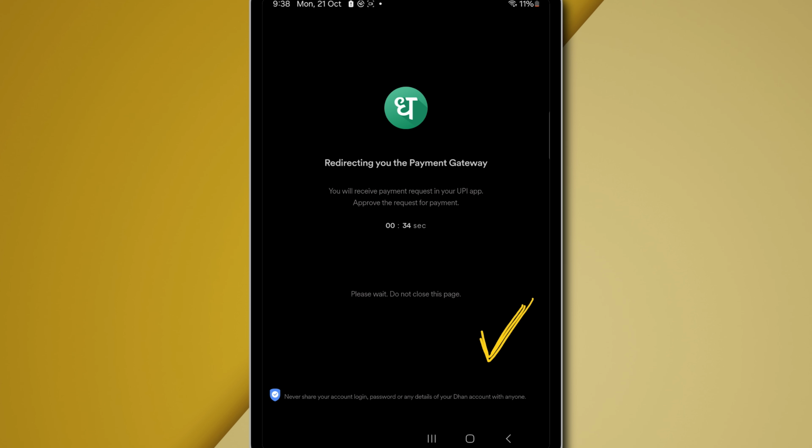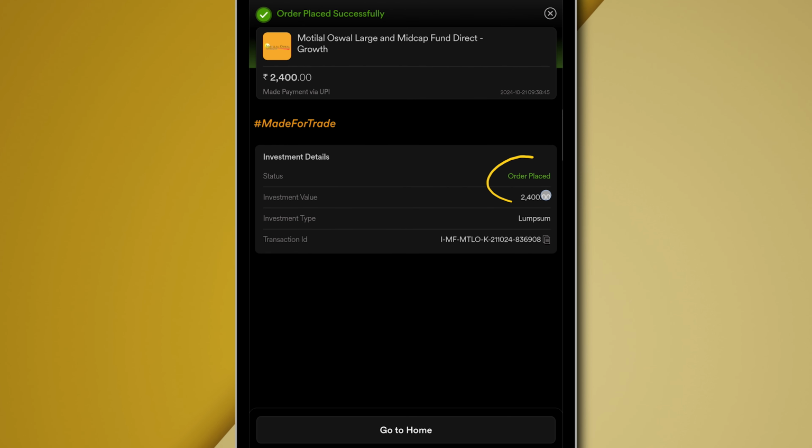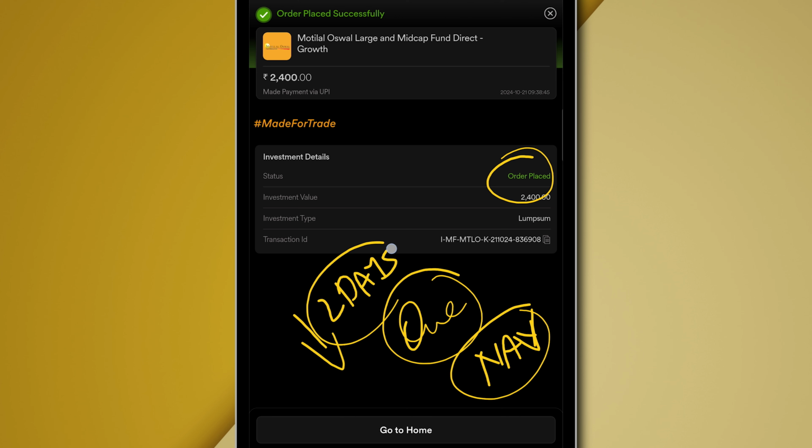I can see the request for the funds on my UPI app and I have cleared this payment, and as you can see, before even my app could give me a confirmation, the Dhan screen already says order placed, and this order will now go to the order queue, and the NAV I hope will be today's because it's well before cutoff time, and I should get the units in 2 working days in my account and it should start reflecting.